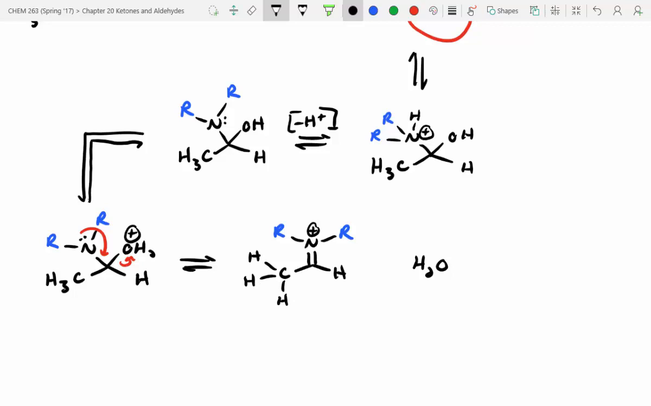We can't isolate this as a positively charged compound because what might happen? It's tempting to say, well, maybe another equivalent of amine can come in and you can form like an acetal-like group. However, sterically, that's really hard. It gets blocked up pretty quickly with our secondary amines. So instead, what happens is this oxygen is going to grab one of these protons in our beta position. It's going to domino down.